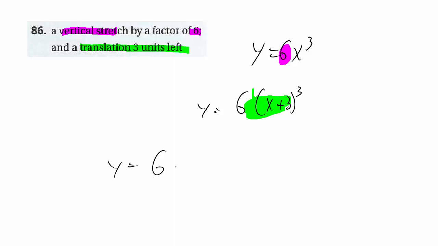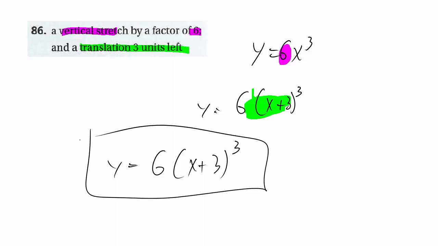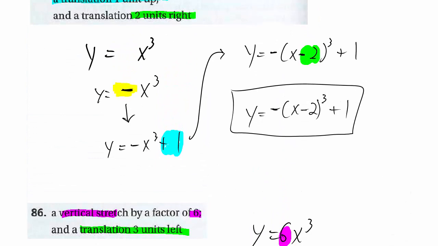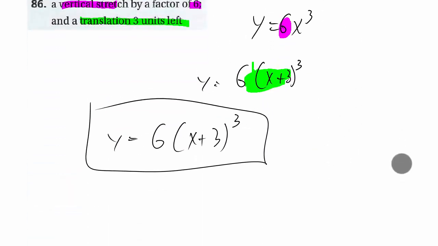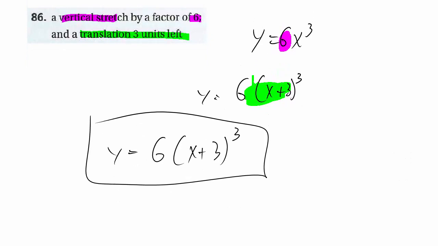y equals 6, that's a vertical stretch, times x plus 3, that's moving it left 3 units, and it is a cubic function. So just to review, negatives reflect across the x-axis. In parentheses, a minus a number moves it right, plus a number moves it left. Plus 1, or plus a number on the outside, moves it up. If you put a minus number, that would be how you translate it down. So that's 85 and 86.